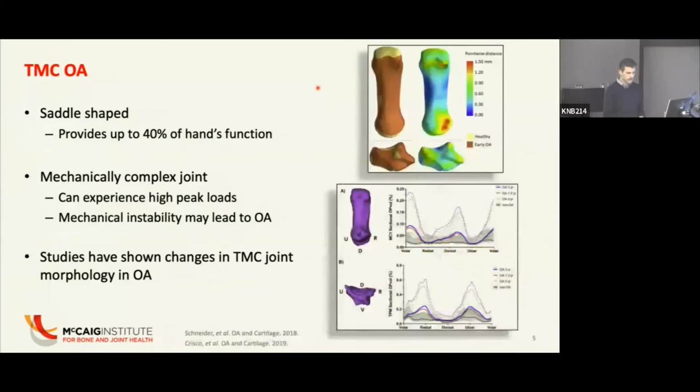And there have been several interesting studies recently that have shown that the morphology of the TMC joint changes in early stages of osteoarthritis, as shown in the figure on the top there, as well as tracking the volume of osteophytes that form in the TMC joint over a 3-year time point, as shown in the figure on the bottom there, and seeing how that increases. And while we can see that there are clear structural changes to the joint in osteoarthritis, it's not quite clear, at least from a quantitative perspective, how that affects the function of the joint.